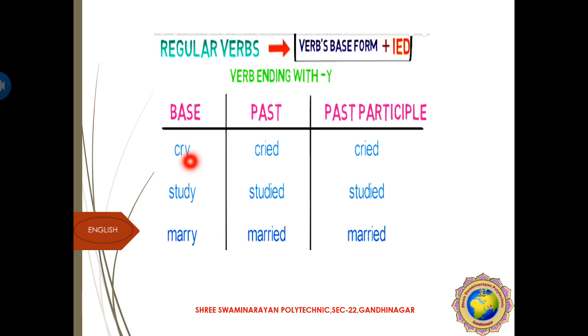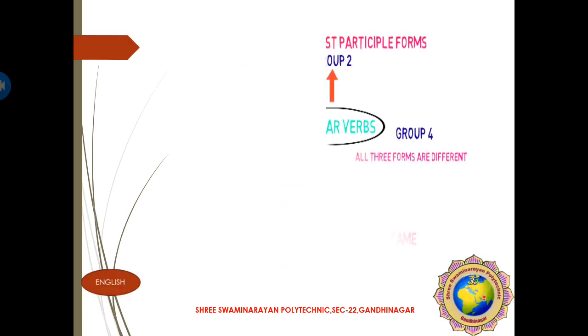So here cancel the Y, then cried. Cry, cried, cried. Suppose it's study, the Y is the last letter, so you remove this Y and add IED, so studied. Then married. So these are the third form: verb base form plus IED. If the end letter is Y, then you just replace it with IED. So you can make a past form and past participle form of a regular verb. Okay, so these are our three simple methods you have to check.